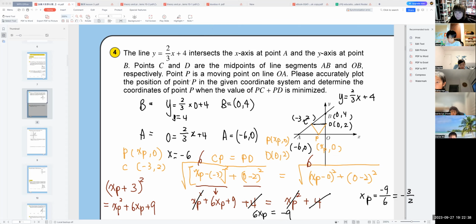So we get it done because we want to find out the coordinates of P. So P equals what? xp equals negative 3 over 2, so this point is negative 3 over 2 and 0. So that is the P we're talking about. Okay, I'll give you some time to take your notes right now. If you have any questions, please ask.